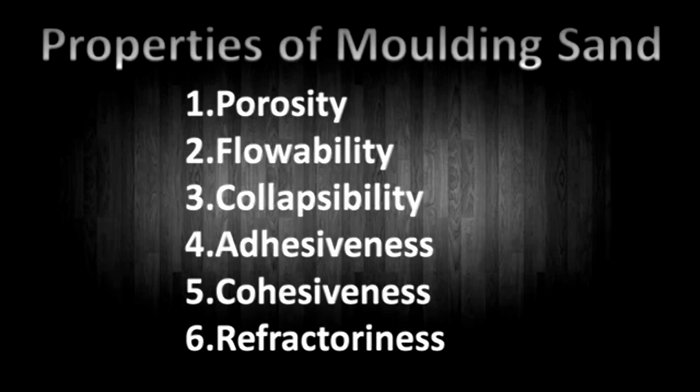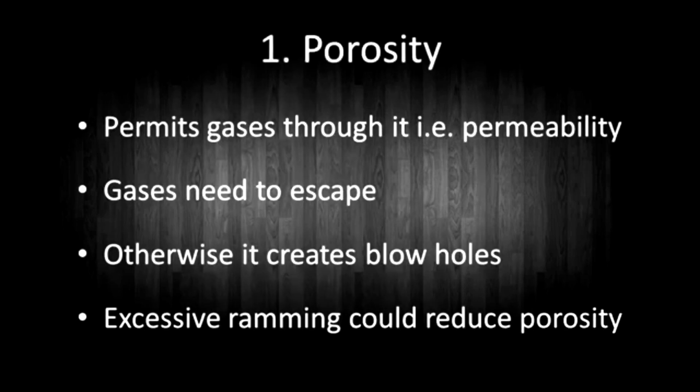Let's discuss the first property, porosity. It is also known as permeability. That is, it permits gases through it. When molten metal is poured in the mold, the gases in the metal need to escape. Also, the moisture in the sand, when heated by molten metal, needs to escape through the sand itself. Otherwise, these gases may get trapped in the casting, creating blowholes.